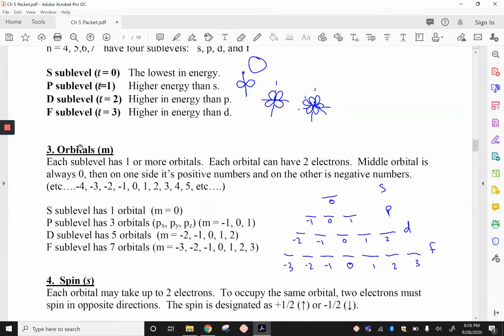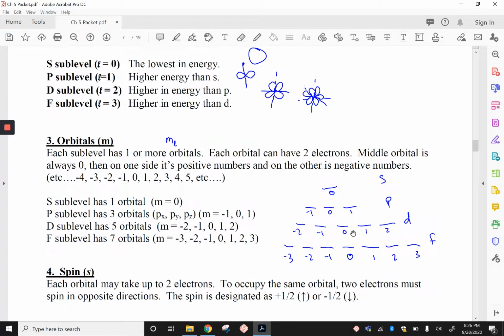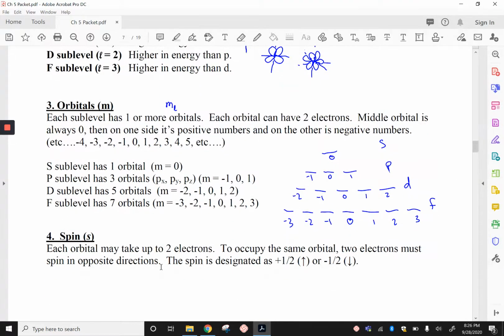And the orbital gets m as the symbol for it. Sometimes you'll see it as m sub l, depending on which textbook you use. And then the last quantum number for an electron to describe its address is the spin.